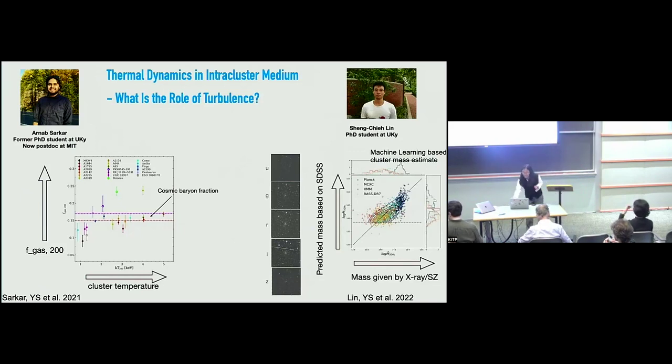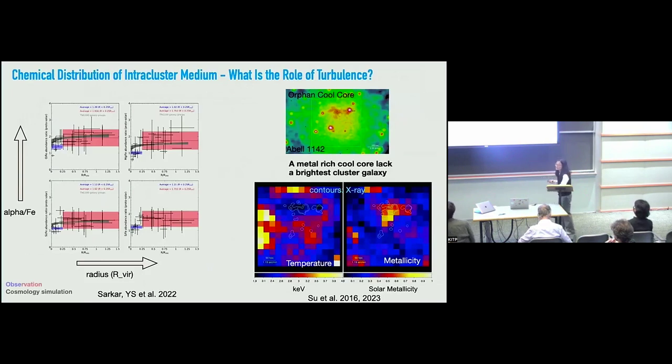Another thing we are super interested in is the chemical distribution of the intracluster medium. In this case, we found a cool cluster which doesn't have a BCG in it, and it is metal-rich. If there's no underlying dark matter halo, how does it survive? We also studied the chemical distribution of the intracluster medium out to the virial radius, and we are interested in how well the gas is mixed in the intracluster medium.